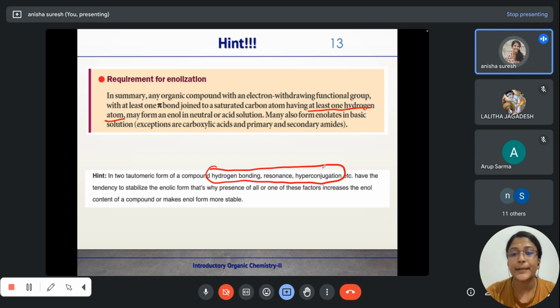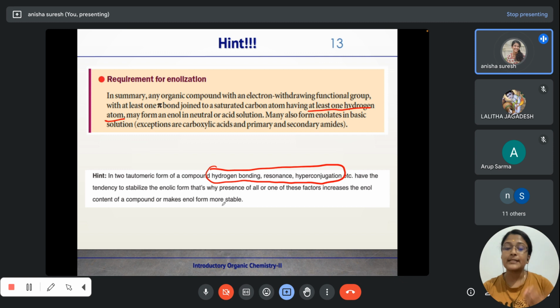Hydrogen bonding, resonance, hyperconjugation, and in some cases aromaticity, etc., have the tendency to stabilize the enolic form. That's why the presence of all or one of these factors increases the enol content of a compound or makes the enol form more stable. In most of the cases, the keto form will be more stable than the enol form.